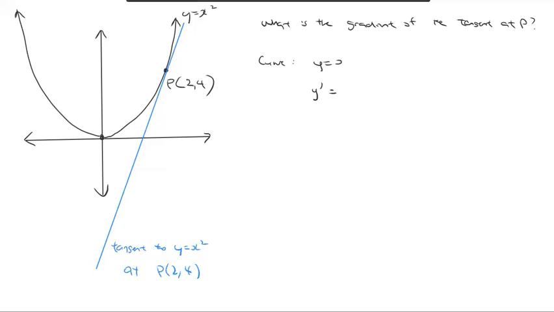All right. Well, the question is, what's the derivative of x squared? 2x? Now, importantly, what does this represent, being the derivative?